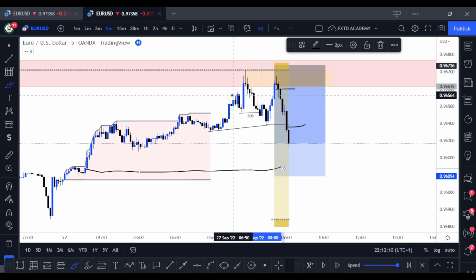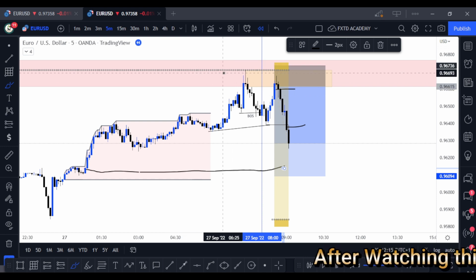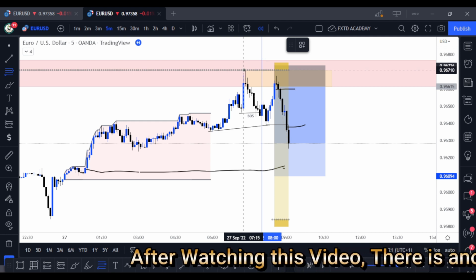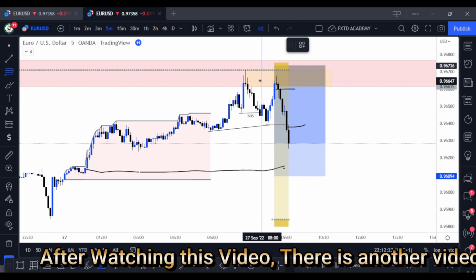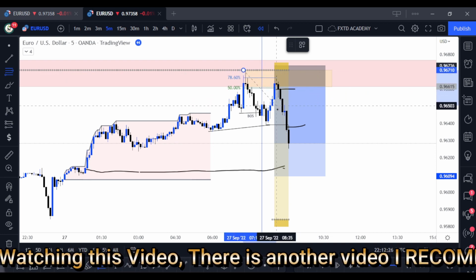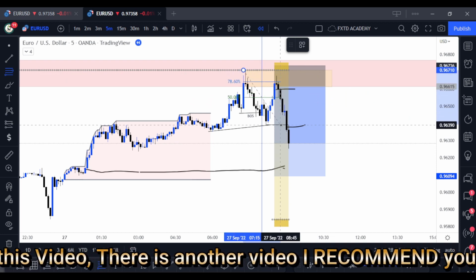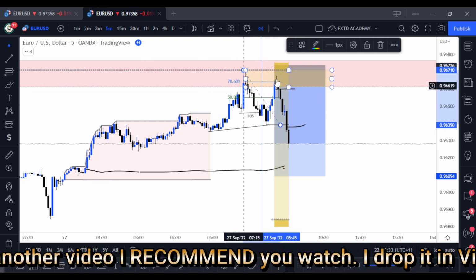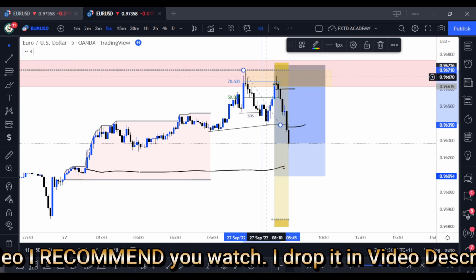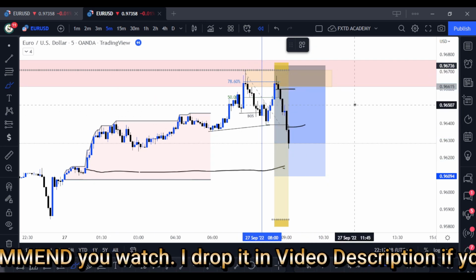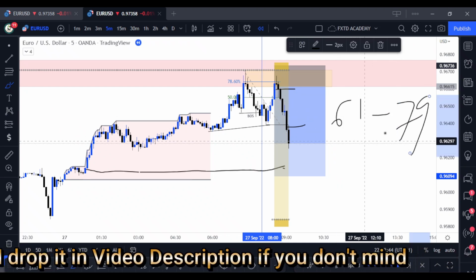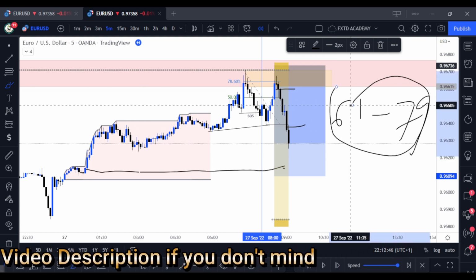For those of you who don't know what OTE is, it is an ICT, Inner Circle Trader, concept that uses the fib. What you do with the fib is simple. If you are selling, you just put the fib from the top of the price to the retracement point. And what do you have? You enter your trade based on the 79 retracement level, and that becomes our OTE. So the OTE usually is between 61 to 79 of the fib. So basically, that's the OTE level.